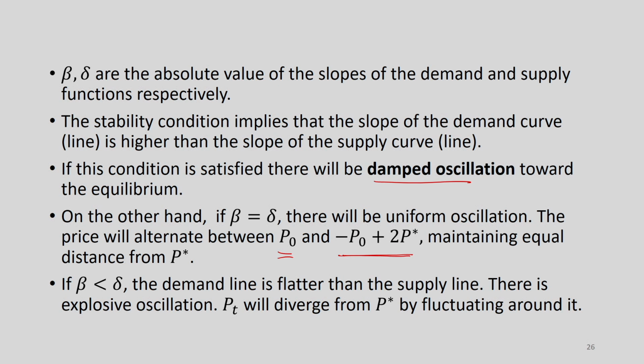And the third case is where you do not have modulus of b less than 1 or equal to 1, but it is greater than 1. So, this is the case where beta is less than delta. The demand line is flatter than the supply line. There is explosive oscillation. Pt will diverge from P star by fluctuating around it.